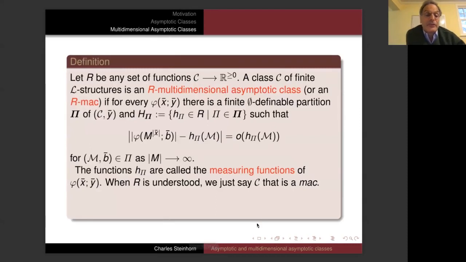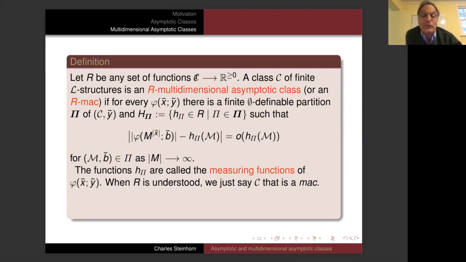And then the definition is this, and this is where you really go beyond asymptotic classes. Let R be any set of functions from this collection of finite structures into the non-negative reals. We'll say that a class of finite L structures is an R multidimensional asymptotic class, or an R-MAC, if for every formula phi of x and y, there is a zero definable finite partition of all structures with the parameter variables, and a finite set of functions in your set R, one for each member of the partition, such that the same condition holds, so that the number of solutions when you fix b is approximately h pi of m.